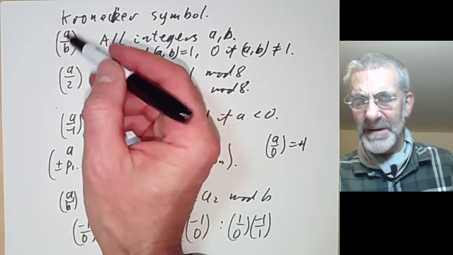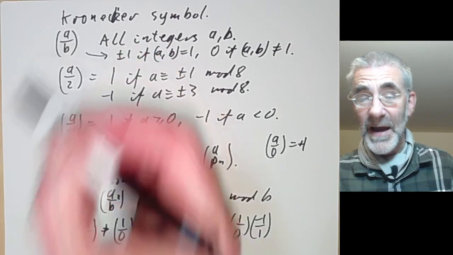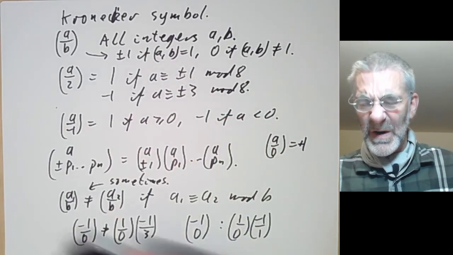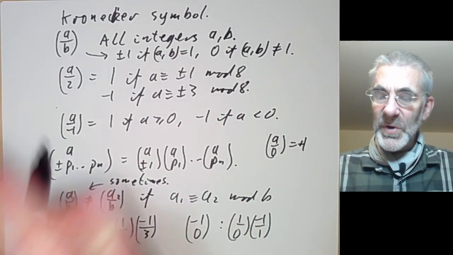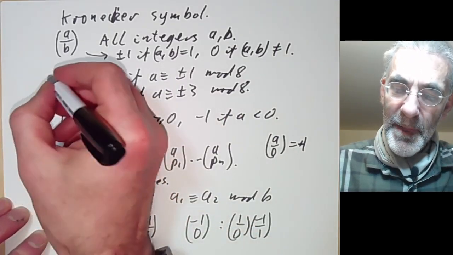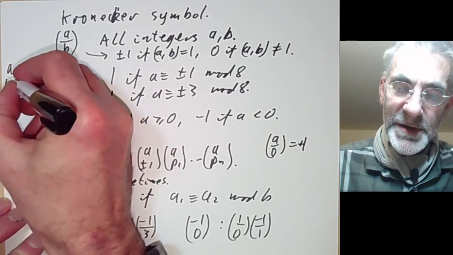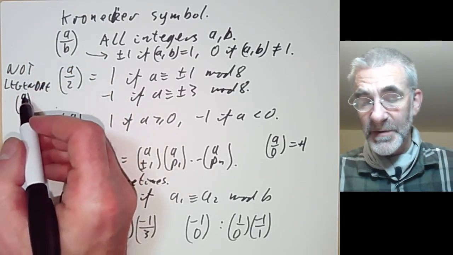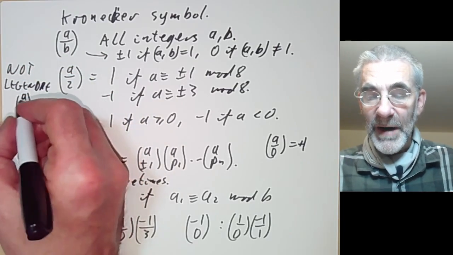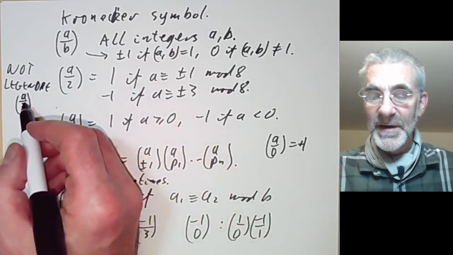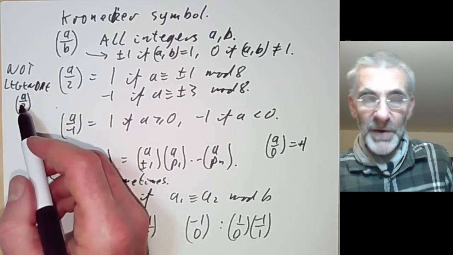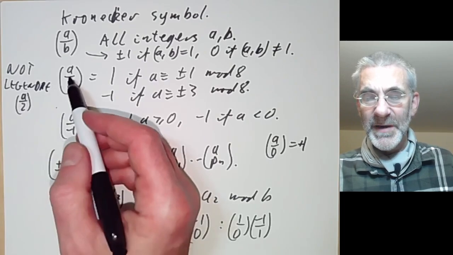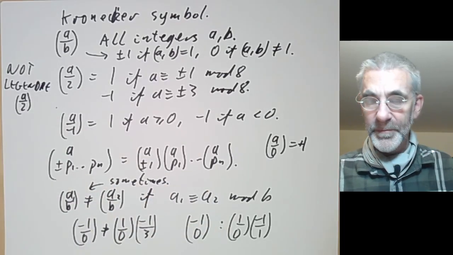It still satisfies the multiplicativity condition as long as a and b are both non-zero. So the Kronecker symbol definitely has a few kind of glitches in it. You should also notice that this is not the Legendre symbol for p equals 2. For the Legendre symbol, if you defined it for the prime 2, it would have to be plus 1 whenever a is odd. And this is one of the reasons why it's actually a bad idea to define the Legendre symbol when the denominator is 2, because it then conflicts with the Kronecker symbol.